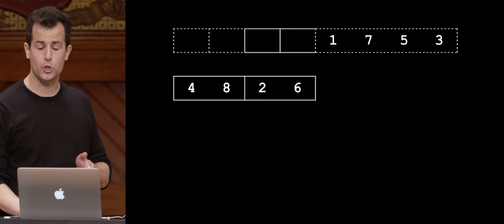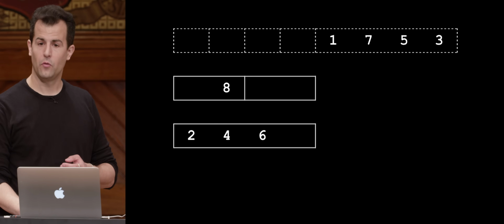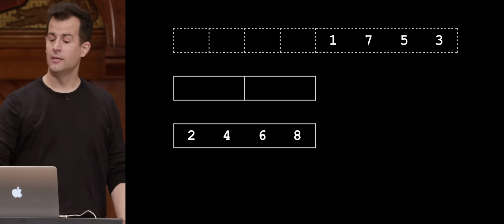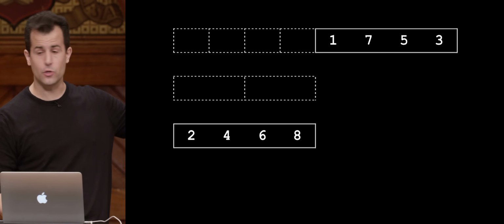We compare 4 and 2. 2 goes first, then 4. Then 6, then 8. Where am I in the story? I mean, we've been droning on for some time now. I have just successfully sorted what? The left half of the original list, which means the next step is sort the right half of the original list. So I can box that in to draw attention to it.